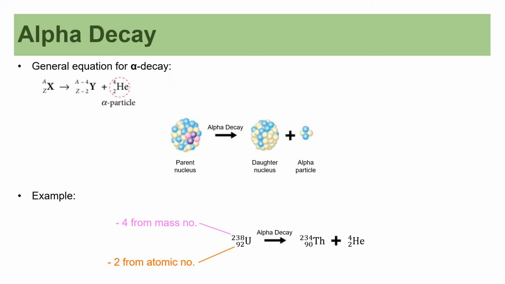Because the atomic number has changed, the chemical element will change as well. By referring to the periodic table, we find out it is now thorium instead of uranium, as you can see from here.